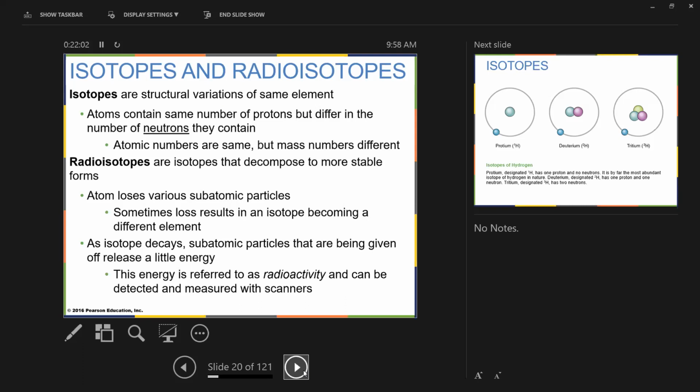These isotopes are usually unstable and they break down. They're not the stable version of the atom. And they're essentially radioactive. Most of the isotopes are going to be radioactive. We call them radioisotopes, clever name there, because they will decompose to the stable form. The atoms want to become stable.